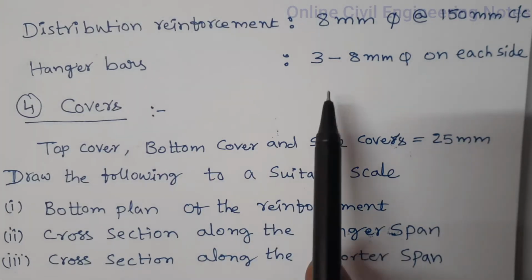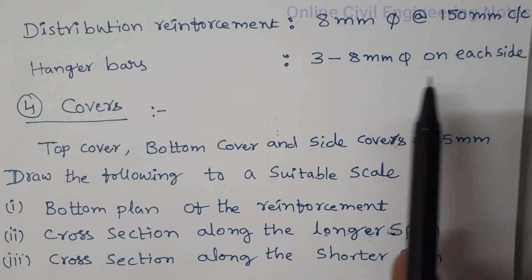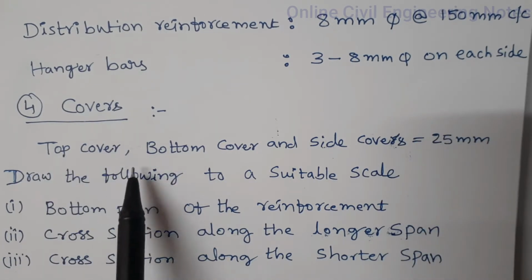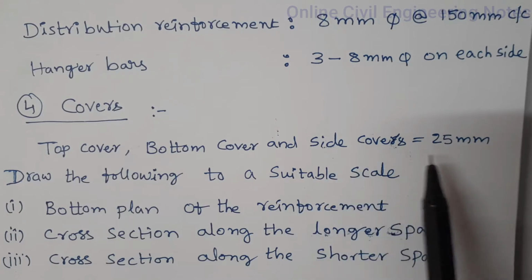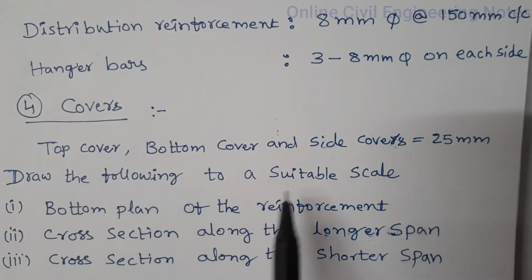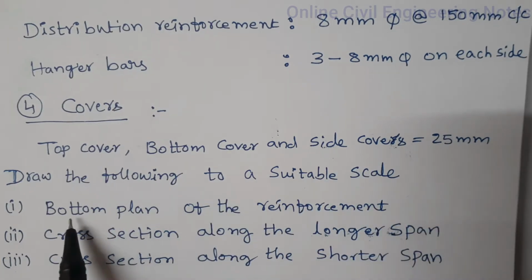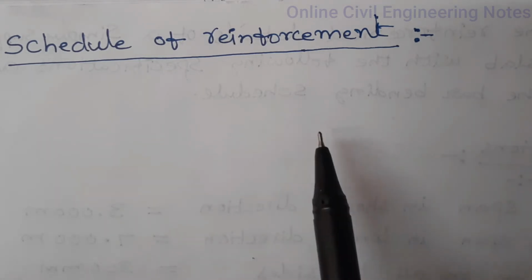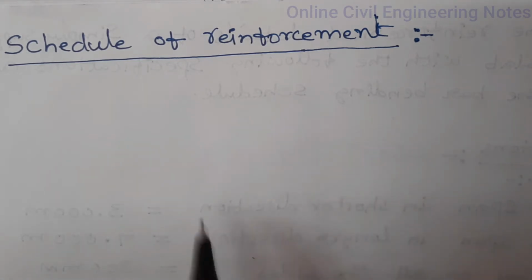Hanger bars 3 numbers 8 mm dia on either side. Number 4, covers. Top cover, bottom cover and side covers 25 mm. Draw the following to a suitable scale. Number 1, bottom plan of the reinforcement. Number 2, cross section along the longer span. Number 3, cross section along the shorter span. First, prepare the schedule of reinforcement with the given details.